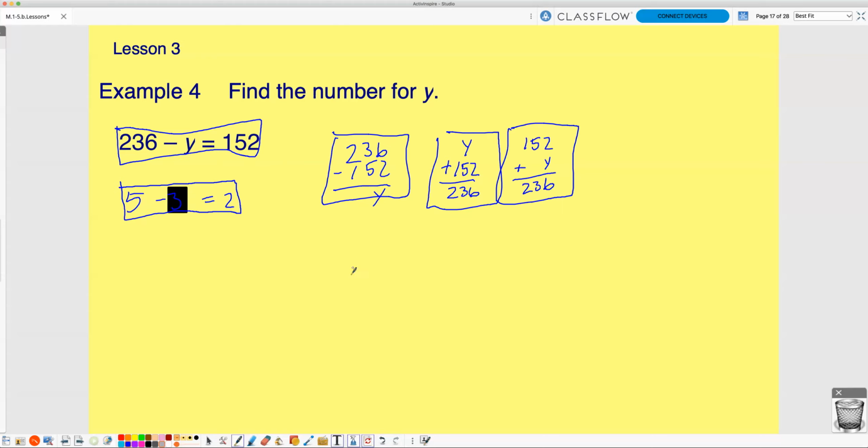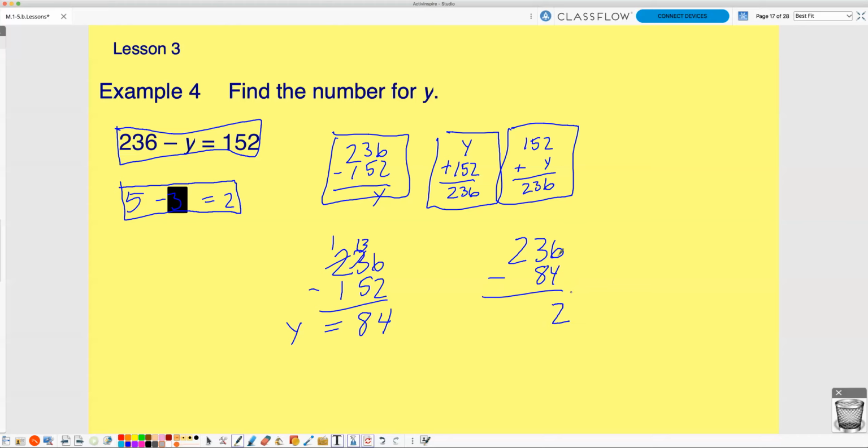So if I went ahead and did that, 236 minus 152, this would be 4. This one I have to borrow because this one is 3 and it's less than 5. So I'm going to make that 13. This would become 8. That means that y should be 84. And I want to double check that. All I need to do is 236 minus 84. And if it ends up being 152, then that is the correct answer.